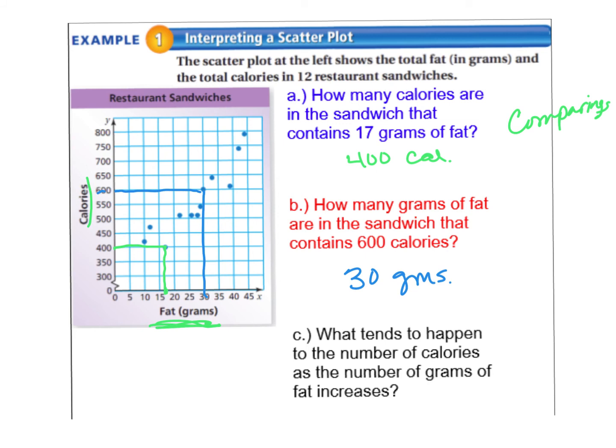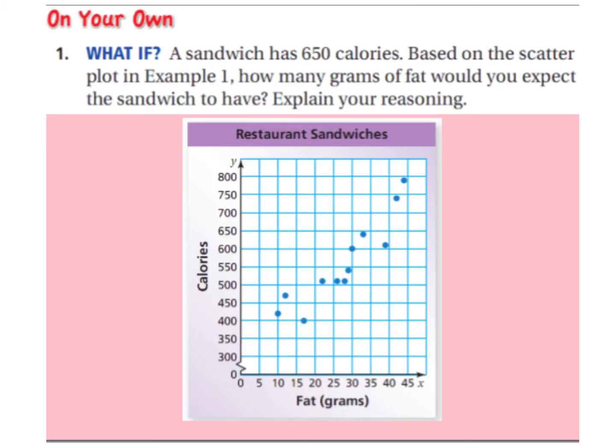And the last one. What tends to happen to the number of calories as the number of fat grams increases? So as our fat grams increase going this way, our calories generally tend to go up. So they go up or they increase, one of the two. I don't care which way you explain it.